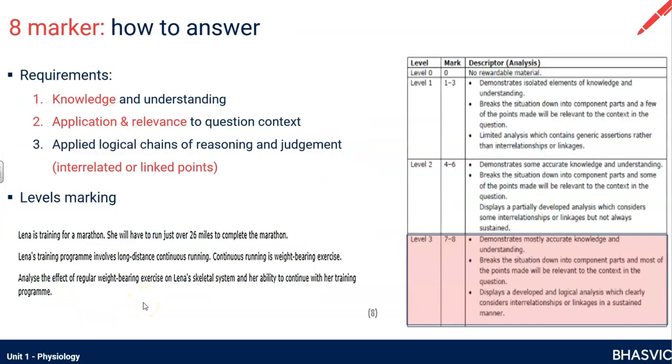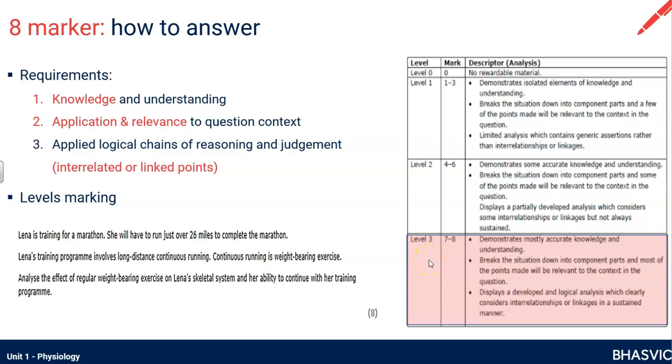Now, let's look quickly at an 8-marker question. So 8 markers are not marked as: you've made a correct fact, get a mark; you've made another correct fact, get a second mark. It's not like that. It's a bit like question 11 and 12 in your Unit 2 Functional Anatomy exam. It's what we call levels marking.